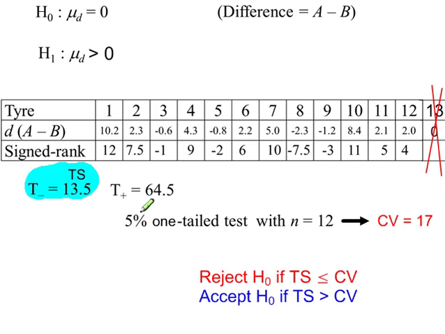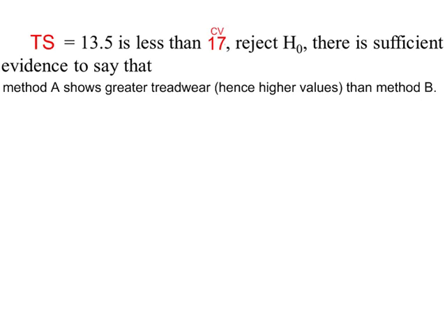And then going to the Wilcoxon tables in the formula book, 5% significance level, one-tailed test, n equals 12 and not 13, we've crossed this one out, a critical value of 17. Our test value is less than the critical value. If this condition is met, we're going to reject H0. And our conclusion in context.